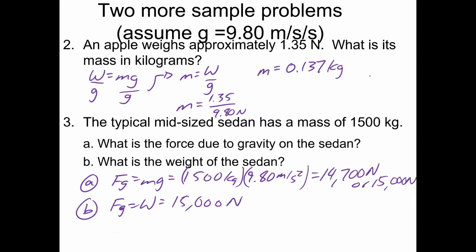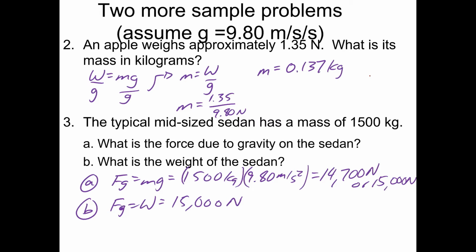Okay, so let's look at this. An apple weighs approximately 1.35 newtons. What's its mass in kilograms? In this case, we're working backwards, right? So you have to solve for the mass. The weight equals the mass times the acceleration due to gravity. You divide both sides by g, and you get the mass as the weight divided by the acceleration due to gravity. So when you do that, work it out, you get 0.137 or 0.138 kilograms. I may have rounded incorrectly there.